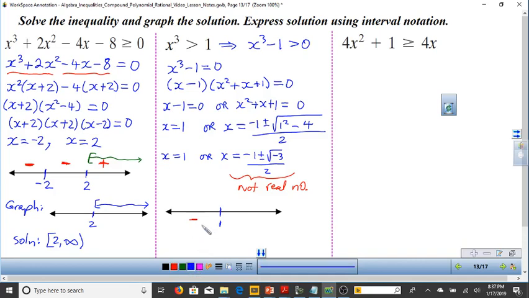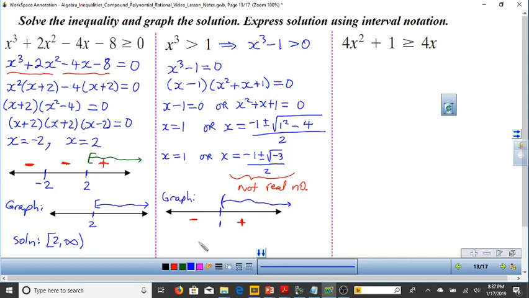And then when I choose a number to the right of 1, say 2, I plug in 2, I get 8 minus 1, which is positive. So we get a positive on the right of 1. And so then my graph, since I want values that are greater than 0, would start from 1, I shade to the right, and since I only have a greater than sign, not a greater than or equal to sign, I use parentheses. So that would be the graph.